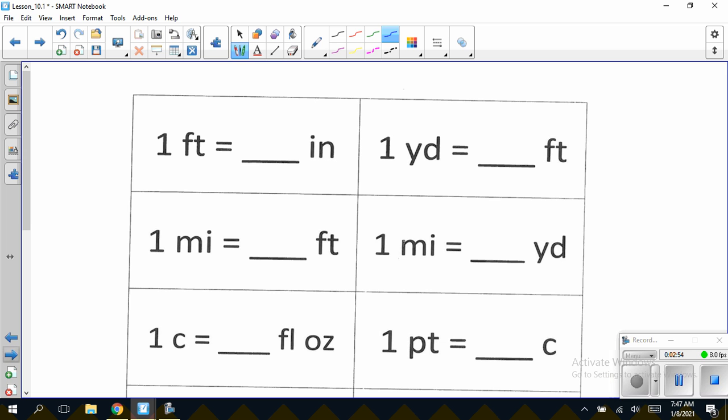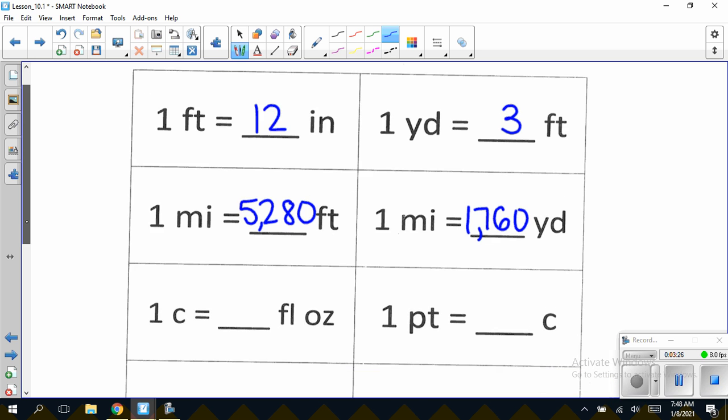The first 4 flashcards are from Lesson 10.1 with our customary length. To fill these in, 1 foot equals 12 inches, 1 yard equals 3 feet, 1 mile equals 5,280 feet, or remember 5280, and then 1 mile equals 1,760 yards, or again, just think of it as 1760.